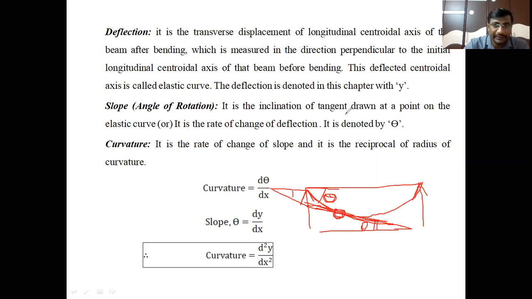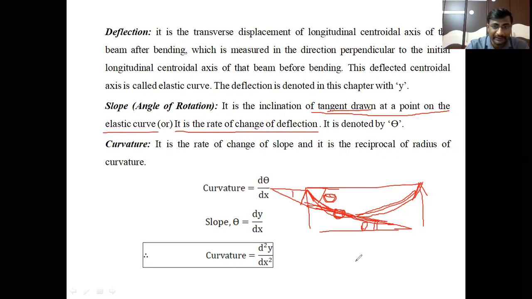It is the inclination of the tangent drawn at a point on the elastic curve. Elastic curve means the deflected centroidal axis is called the elastic curve. For that elastic curve, if we draw the tangent, it makes an angle theta with a horizontal line, or the initial position of the beam, called the angle of rotation or slope. It is the rate of change of deflection.